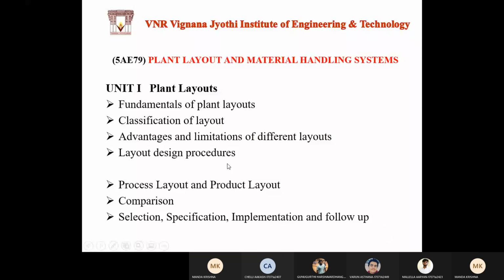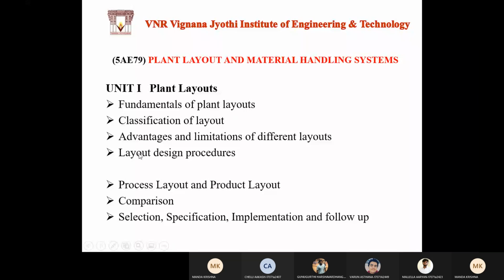In the previous class, we have seen the fundamentals of plant layout. That means the definition, objectives, and principles of a plant layout, and classification also we have seen: process layout, product layout, combination layout, group layout, and fixed position layout. The advantages of each and limitations of all the layouts we have seen.